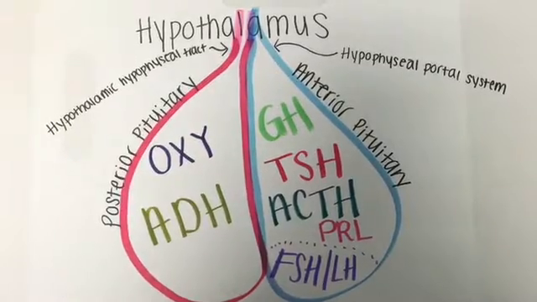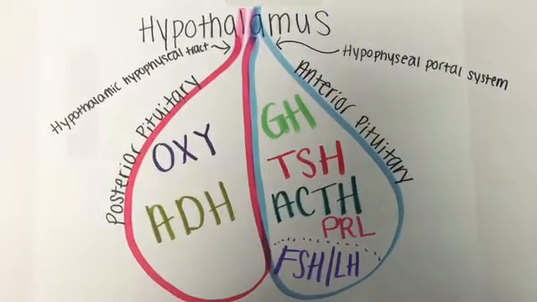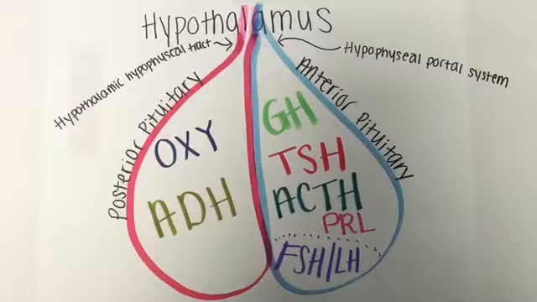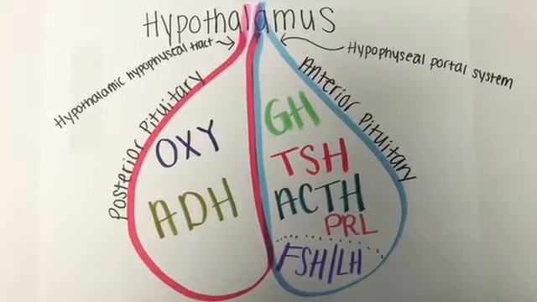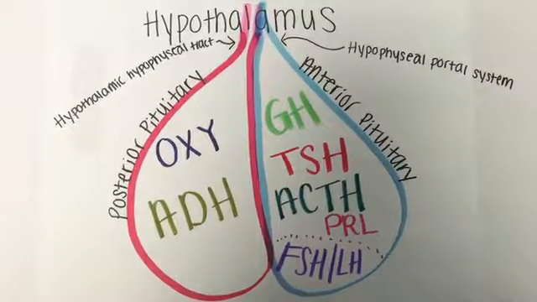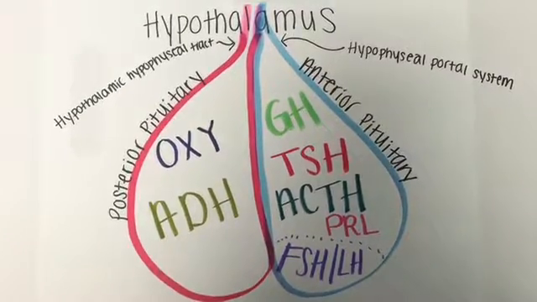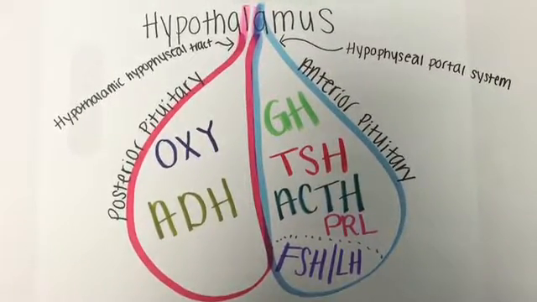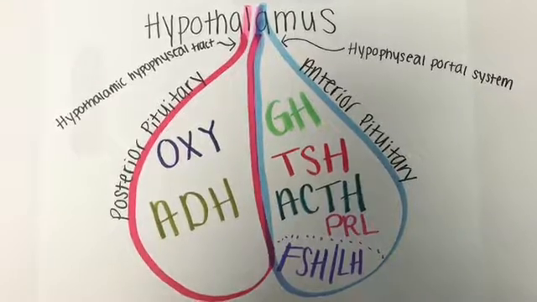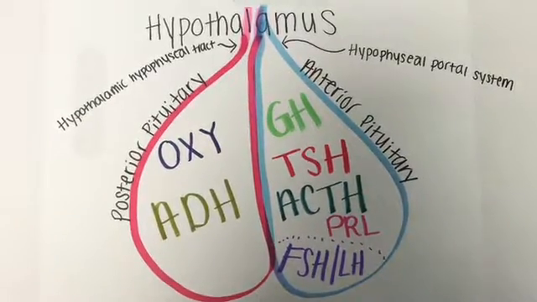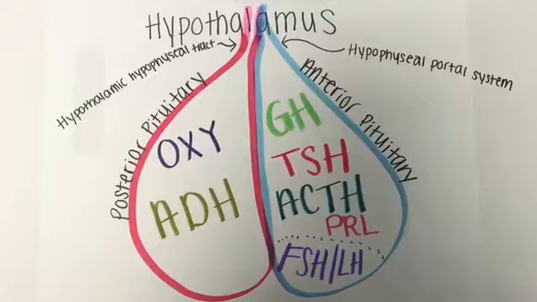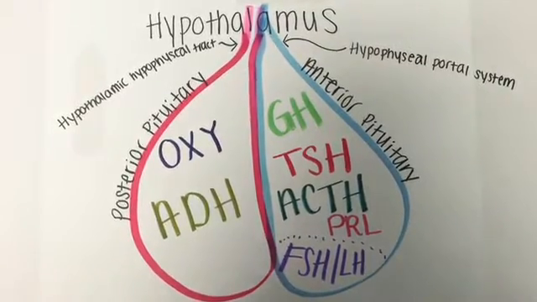Pictured here is the pituitary gland, which is located within the brain. The pituitary gland is connected to the hypothalamus by a stalk called the infundibulum. The hypothalamus has total control over everything the pituitary gland does. There are two parts of the pituitary gland, anterior pituitary and posterior pituitary. It is very important to be able to differentiate between these.